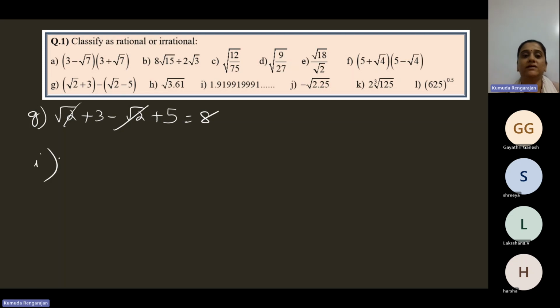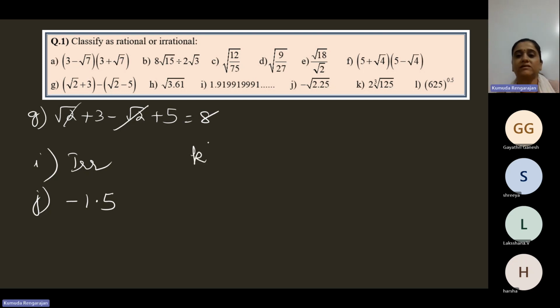Okay. In I, is it a terminating decimal? Is it a non-terminating decimal? Non-terminating, non-recurring. Very good. So if it's non-terminating, non-recurring, it is an irrational number. What's the value of J? Minus 1.5, which is rational, because it's terminating.